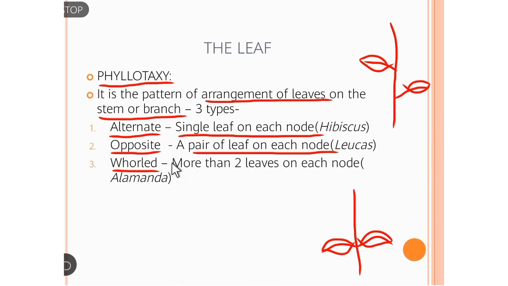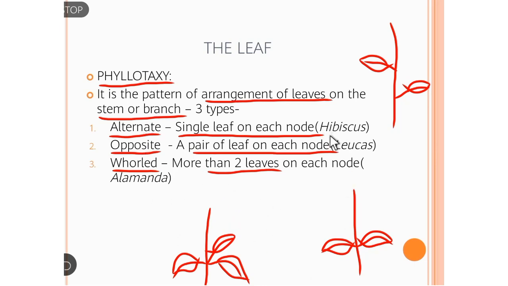Now the third case, the whorl phyllotaxy, more than two leaves are borne on each node. In the opposite phyllotaxy we have mentioned only two leaves. In whorl phyllotaxy, from the node more than two leaves arise like this. So this is just a diagrammatic representation which I am showing here. From the same node more than two leaves. It may not be three, it may be four or more than two leaves are present in each node.